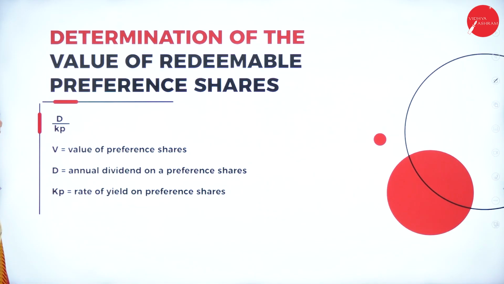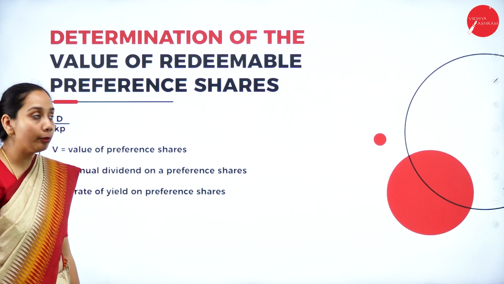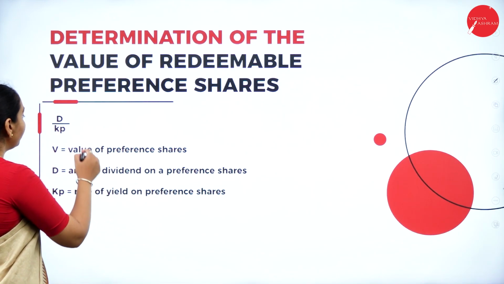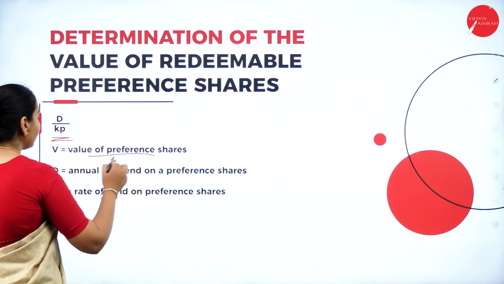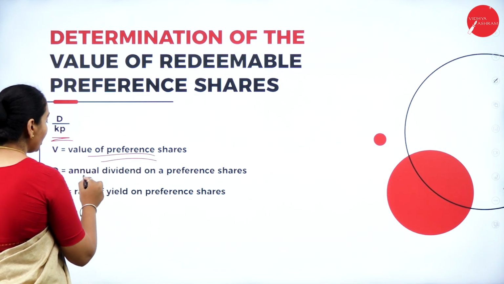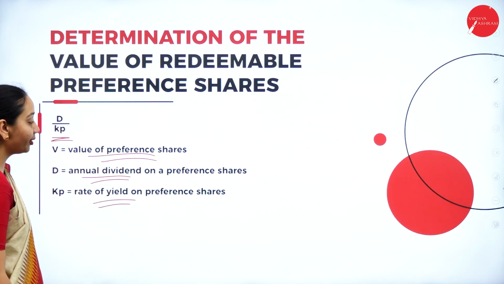108.654. Okay. Next is valuation of the preference shares when they are irredeemable in nature. So the formula is D divided by KP. V is equal to the valuation of the preference share, D is equal to the annual dividend, and KP is equal to the rate of preference shares.